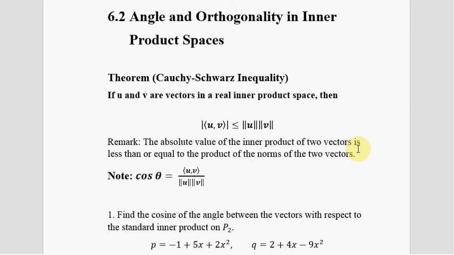First, we deal with a very classic theorem called the Cauchy-Schwarz inequality, which basically says that the absolute value of the inner product is always less than or equal to the product of the norms of the respective vectors. So the absolute value of the inner product of u and v is less than or equal to the norm of u times the norm of v.